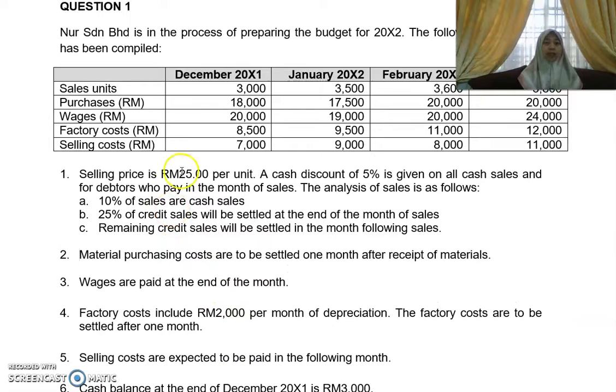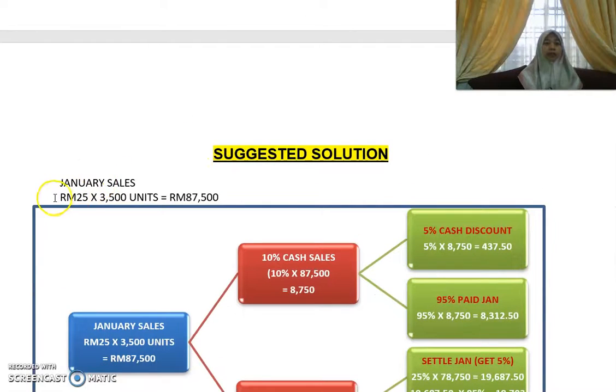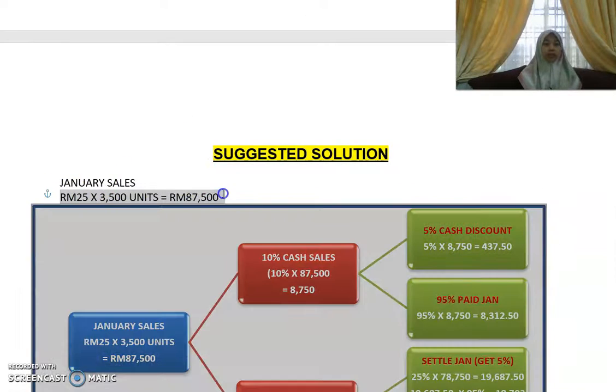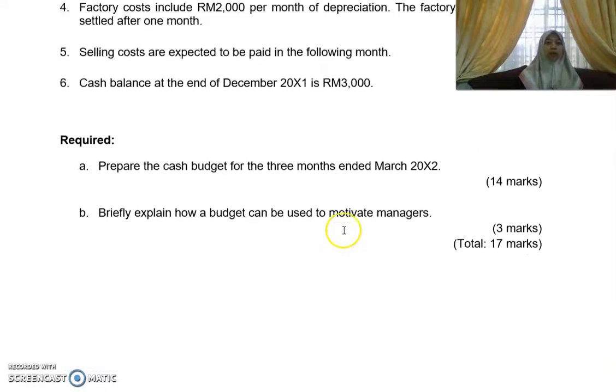First, let's look at our sales. Just take for example your sales for January. The quantity is 3,500 units and the selling price is 25 ringgit per unit. So January sales will be 3,500 units times 25 ringgit. January sales will be 25 times 3,500, so you will get 87,500 ringgit.